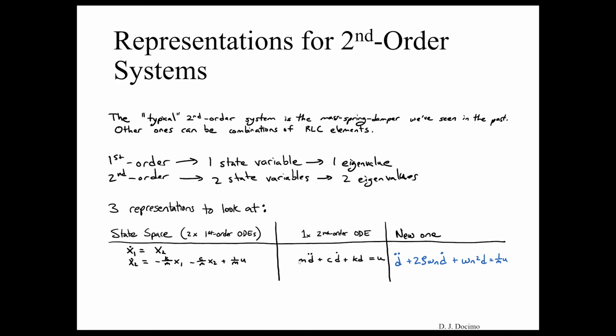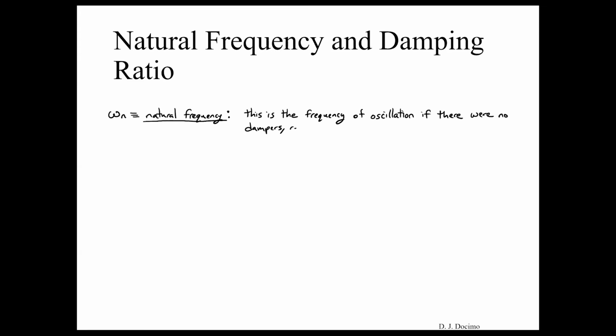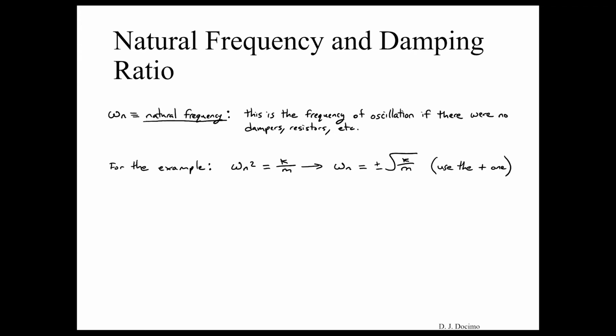So pretty much all we've done is divided by m and just replaced c over m with this term right here, and k over m with this term omega n squared right here. And that's how we're going to solve for these new variables, zeta and omega n. And those are the natural frequency and the damping ratio. So omega n is our natural frequency. That is the frequency of oscillation if there was no damping or resistors or anything like that that wastes energy in the system. So, for this example specifically, omega n squared is equal to k over m.